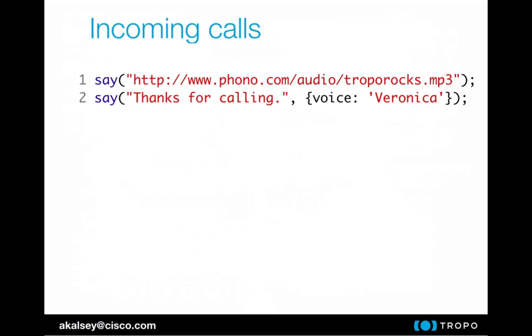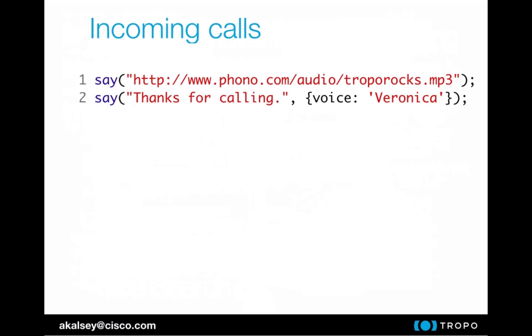So let's do some examples here. Incoming calls, here's a couple of lines of code that will do something interesting. So we say, and we give it a URL. When Tropo sees a URL in a say, we're asking it to play audio. You're asking Tropo to play this audio file. Tropo will go out, will download that URL, and will play the audio file. Then line 2, we say, thanks for calling, and we just type that out. Tropo has a text-to-speech engine that will speak that.